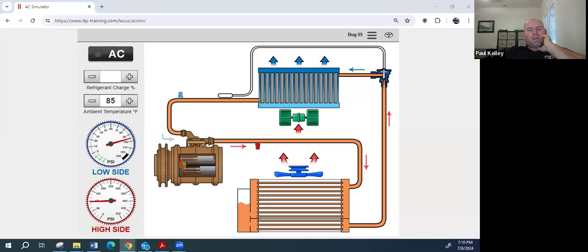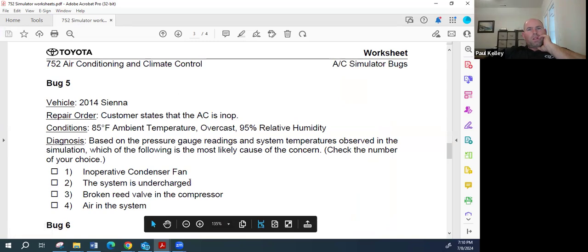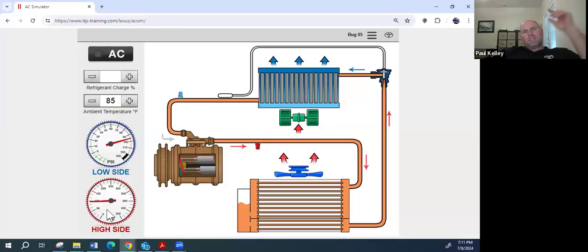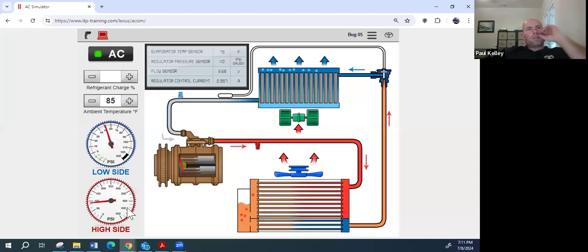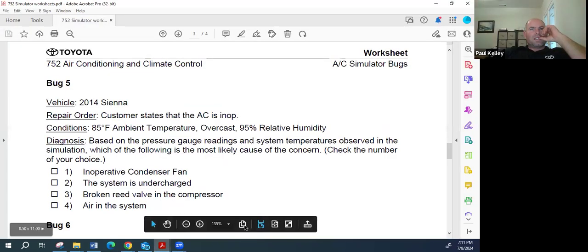Let's take a peek at our options one more time. So undercharged would be eliminated, right? Now, with a condenser fan problem, what does that usually cause? High, right? Is this high side too high? Definitely not too high. So now we also know it's not the condenser fan. So we're left with a broken reed valve or air in the system.